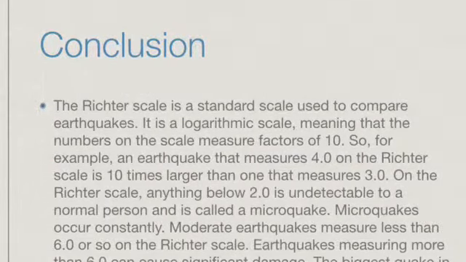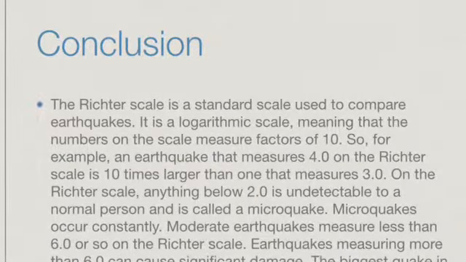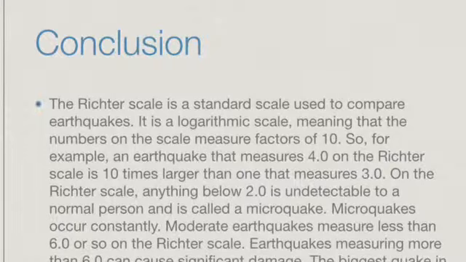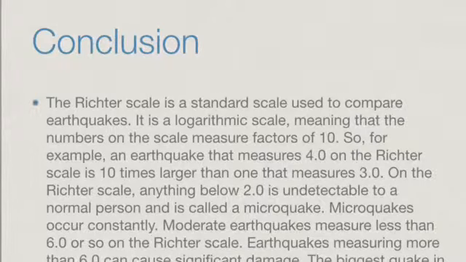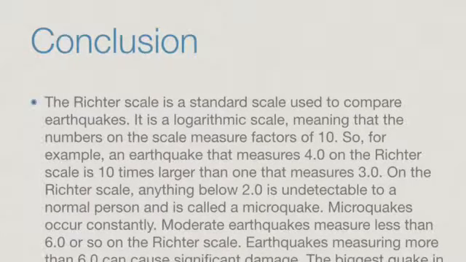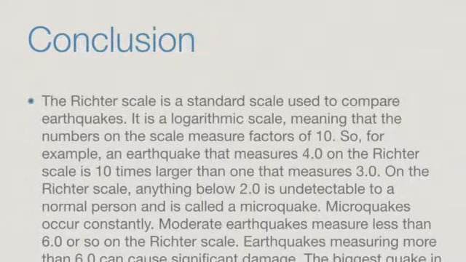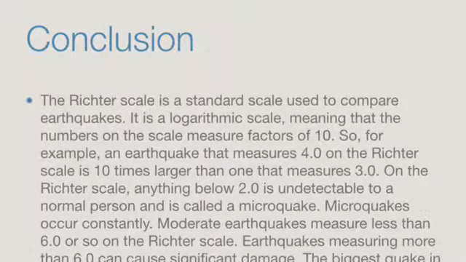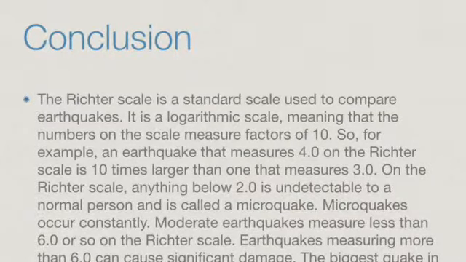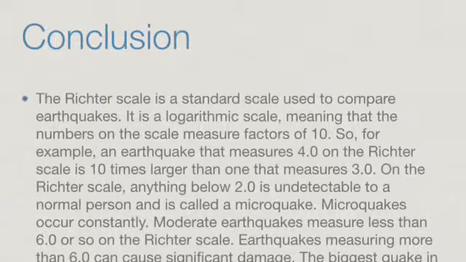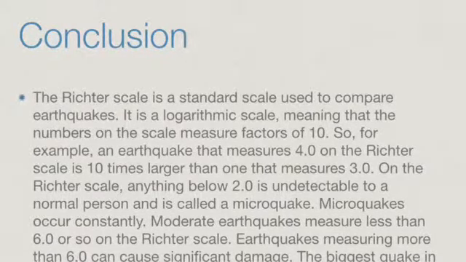Well, the last is the conclusion. The Richter scale is a standard scale used to compare earthquakes. It is a logarithmic scale, meaning that the numbers on the scale measure factors of 10. So, for example, an earthquake that measures 4.0 on the Richter scale is 10 times larger than one that measures 3.0. On the Richter scale, anything below 2.0 is undetectable to a normal person and is called a microquake.